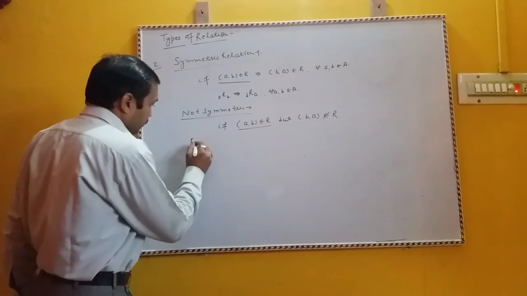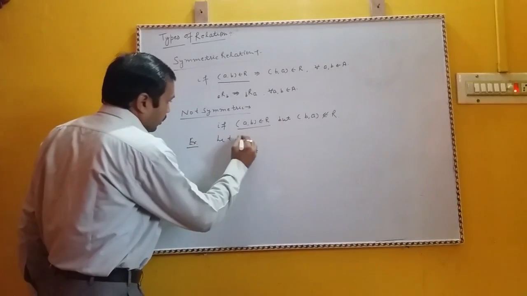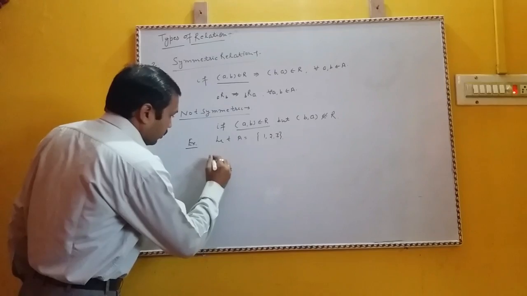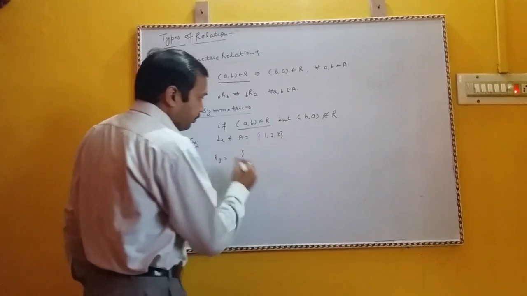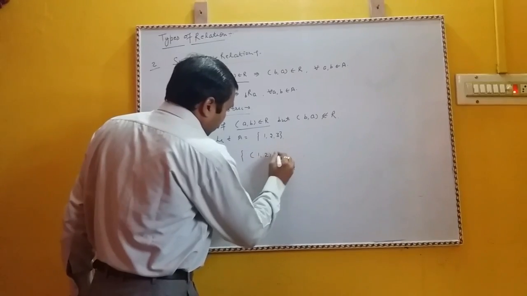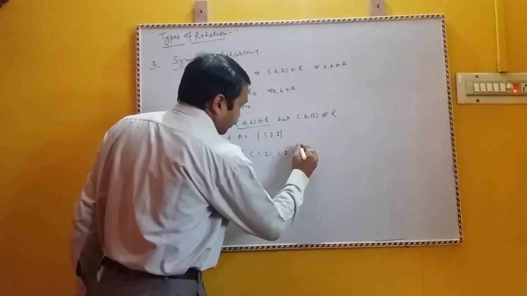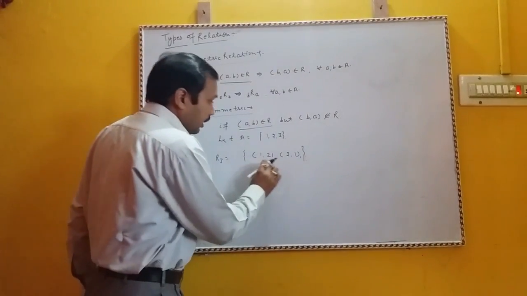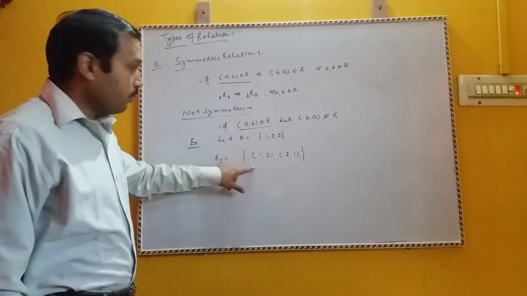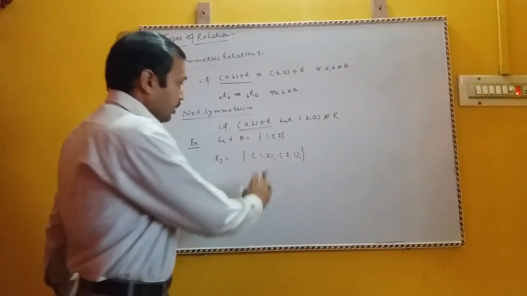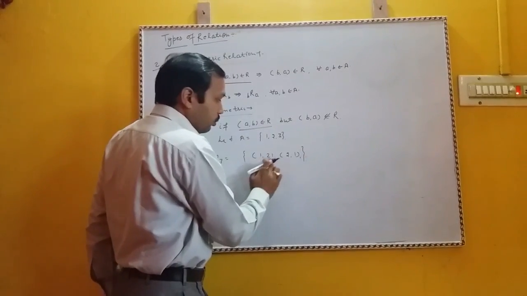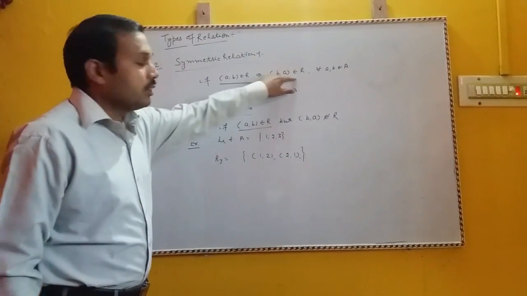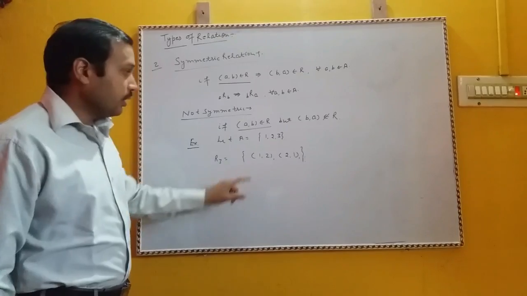Example: let A equal to {1, 2, 3} and R3 equal to, let us consider, {(1, 2), (2, 1)}. You can see here, if the ordered pair (1, 2) belongs to R, then the reverse, (B, A), (2, 1), also belongs to R. This one or this one. So the relation in this case is symmetric.